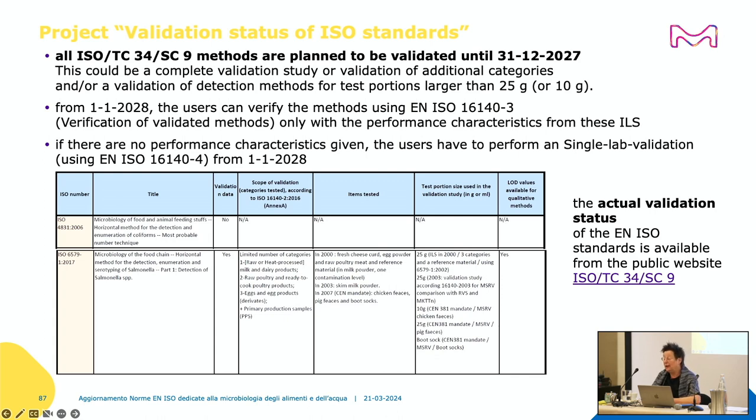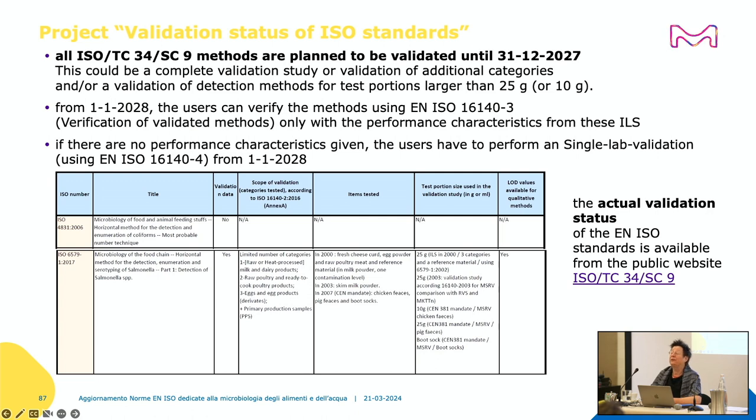As a lot of your labs are accredited on EN ISO methods for food microbiology, it is very important that we have validation data for these methods. Unfortunately, not all EN ISO methods for food microbiology are validated at the moment. We have only around 25 methods which are validated. ISO started a very big program to validate the rest of the analytical methods until end of 2027. Yes, a very, very big program.